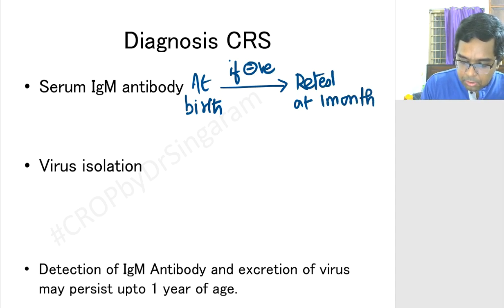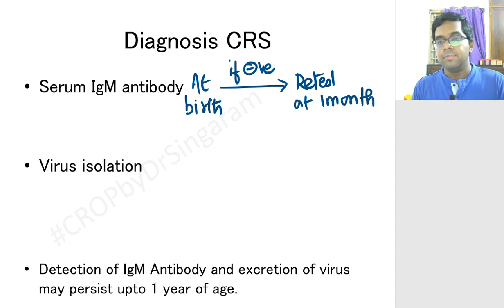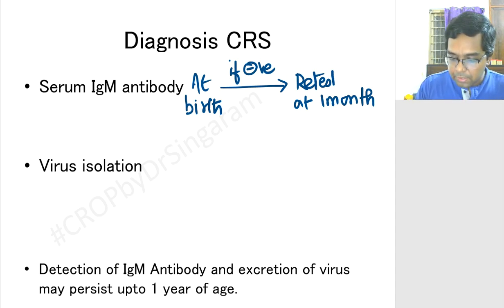Now, what is the reason? Because in many studies they have found that if the initial IgM antibody is negative in an infected infant, after 1 month it was found to be positive. So that is why the guidelines now say that you retest even if IgM antibodies are negative at birth. This is something which you need to remember.